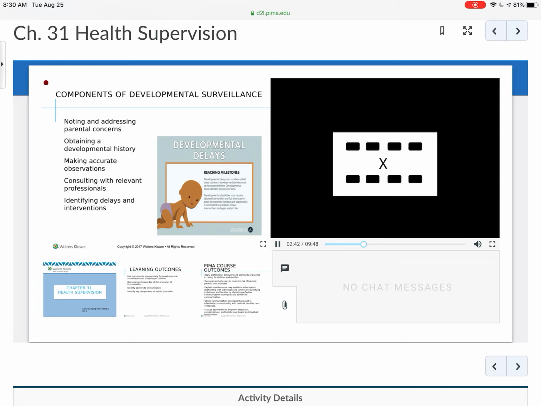On table 31.1, it just goes over some of the developmental warning signs that we should have an idea about.